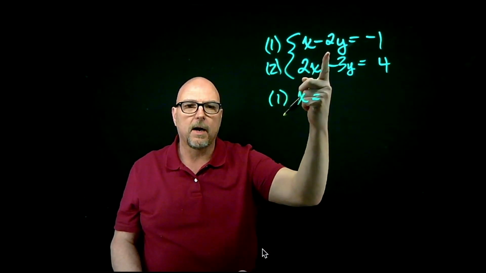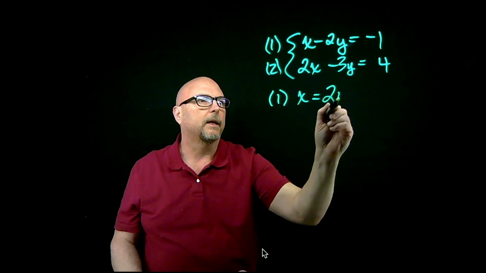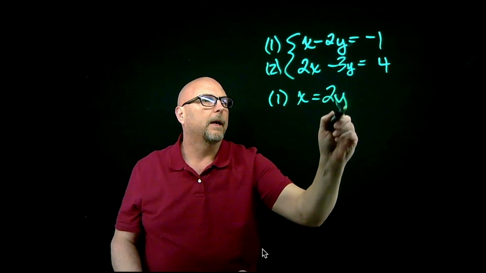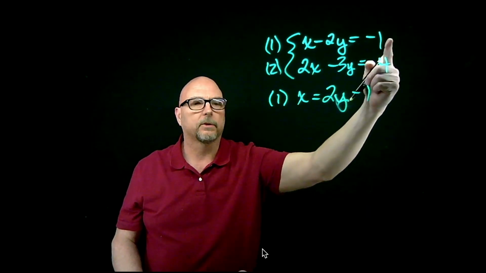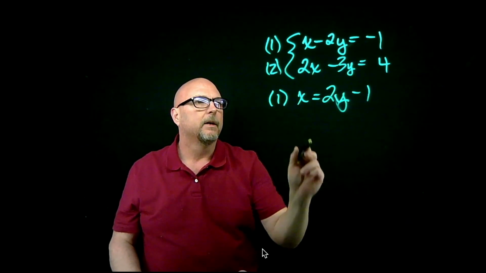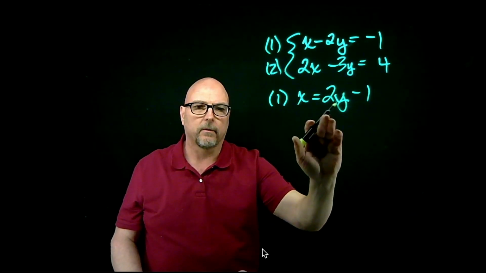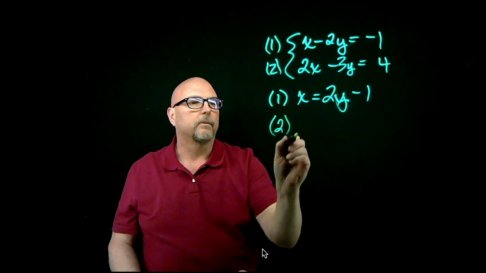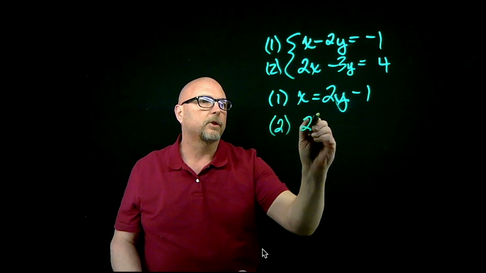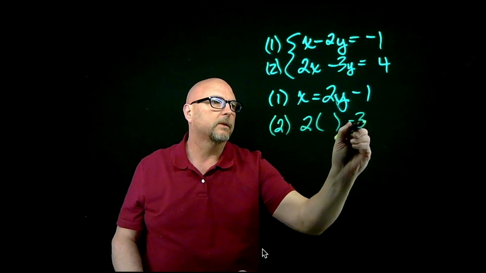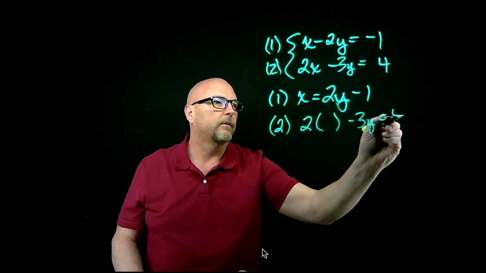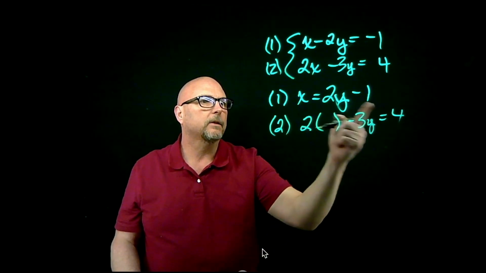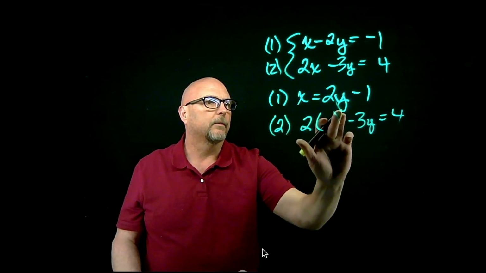There's a minus 2y here, so I'm going to add 2y on each side, minus 1, because there's already a negative 1 on the right hand side. So now I have x in terms of y: x equals 2y minus 1. Now that I've done that, we go back to the second equation, 2 times x minus 3y equals 4. Now we're going to solve this for y. So x was what? 2y minus 1.